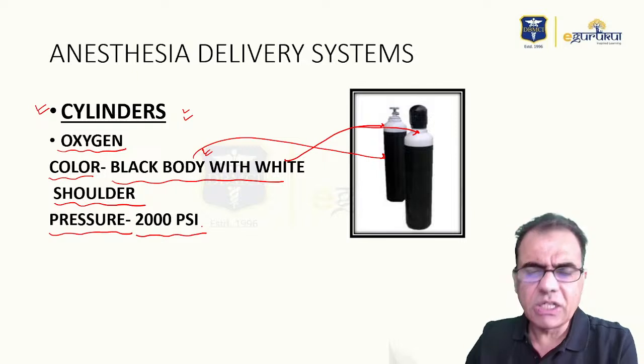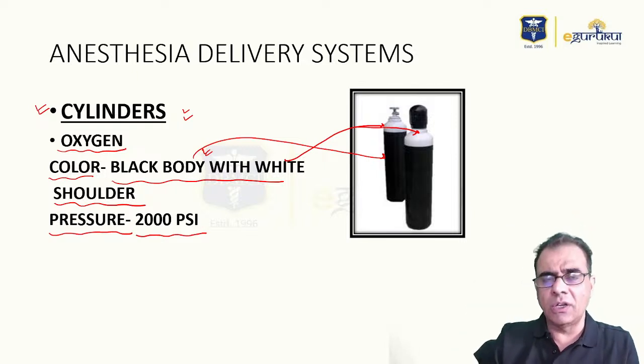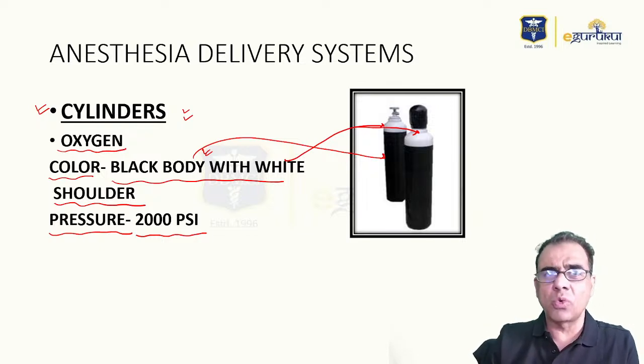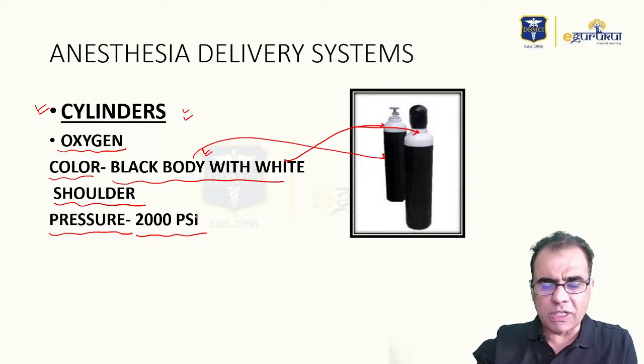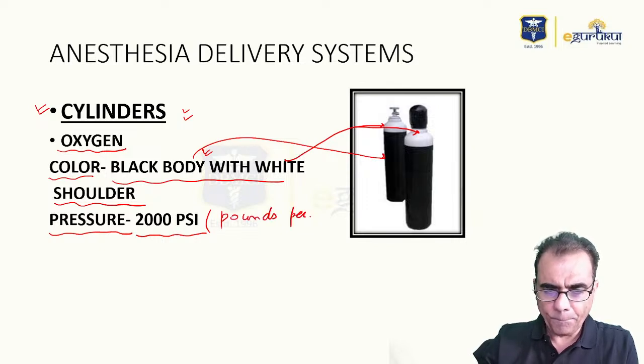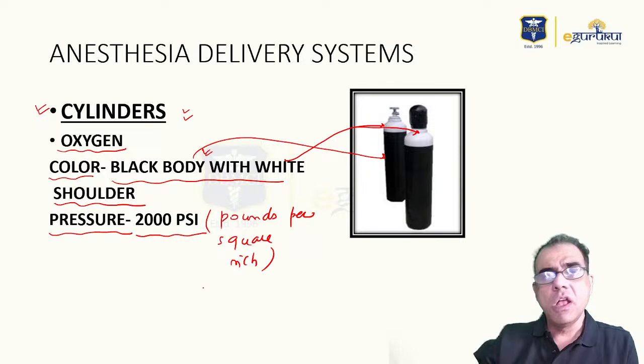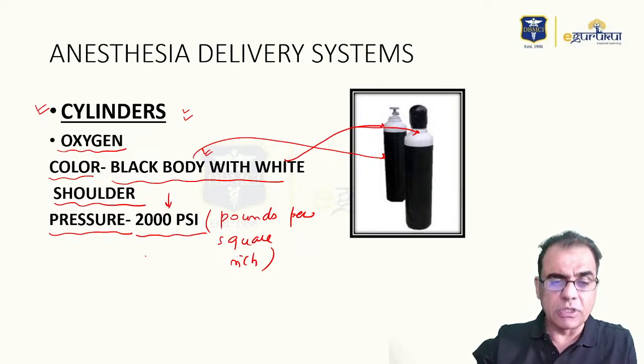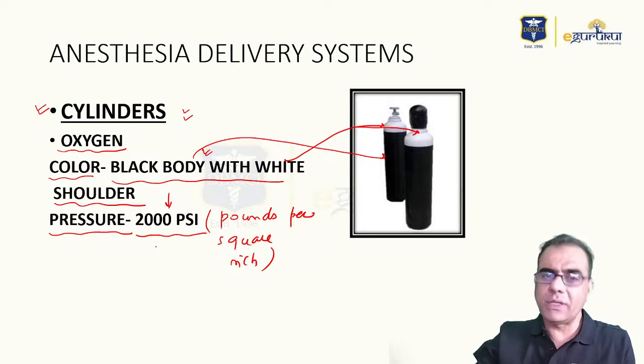Regarding pressures, you will see so many units in your books, because different countries use different units, but you need not remember those of other countries. You only have to remember India, and in India the most commonly used unit is PSI. PSI means pounds per square inch. So in a full oxygen cylinder, the pressure is 2000 psi, that is 2000 pounds per square inch.